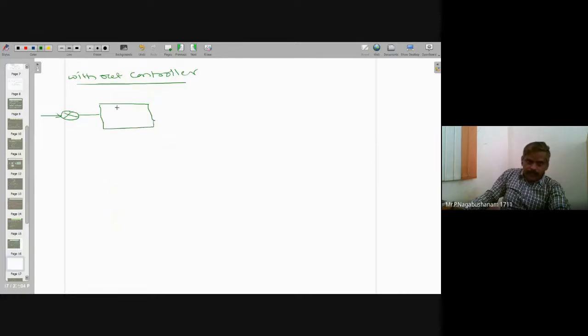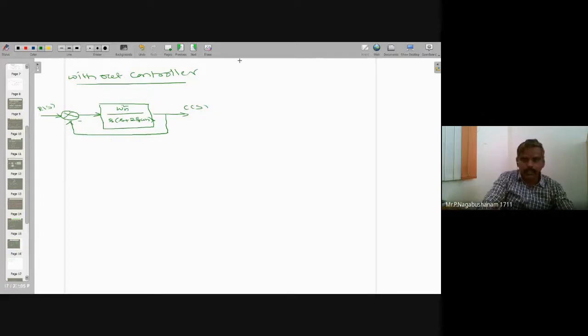Block diagram: omega n square divided by s into s plus 2 zeta omega n, then the output C of s, and this is the input R of s. Assume the feedback is negative feedback, unity, so H of s equal to 1. Signal direction is very, very important. So in this case H of s equal to 1.